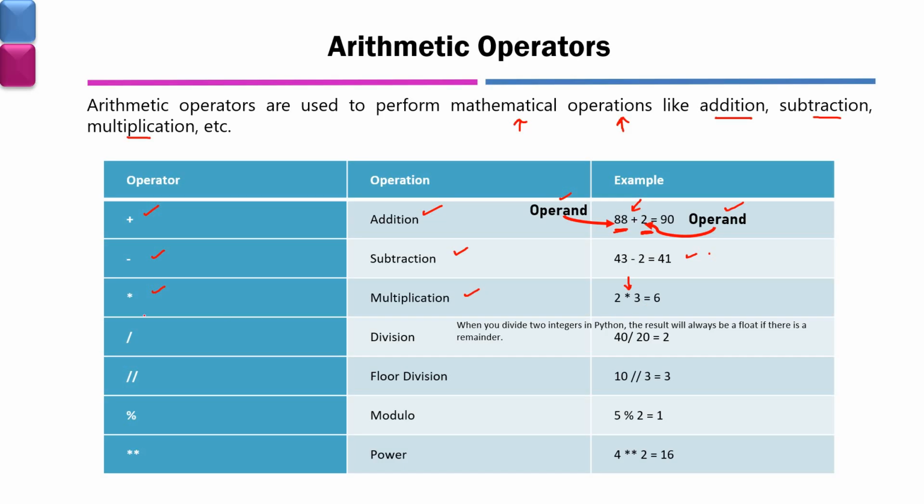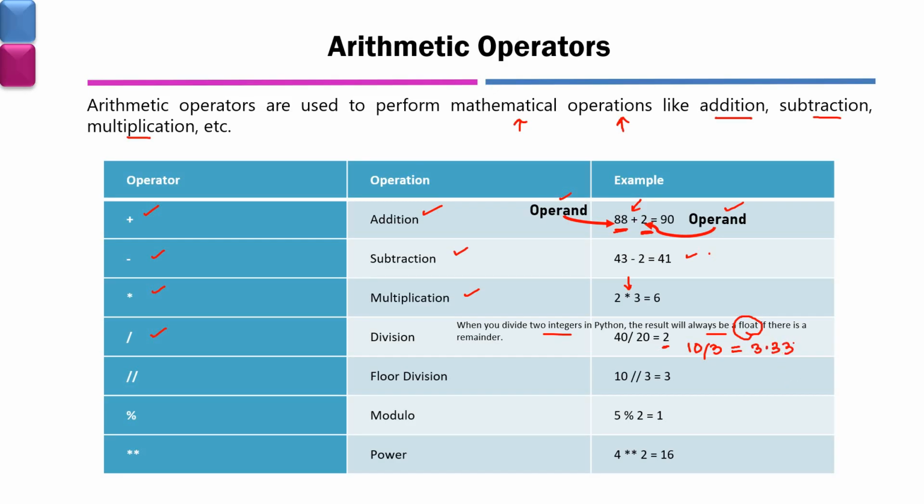Similarly, division. Now, division is very important because you have to know in detail what division is. Whenever you are dividing two integers in Python, and remember, if the result has a remainder, then the result will always be a floating point number. Means 40 divided by 20 equal to 2. There is no decimal point. This is not a floating point number, because the result doesn't have any remainder. But if the result has a remainder, like 10 divided by 3, there is a remainder in this division. So the result will be 3.33, not simply 3.